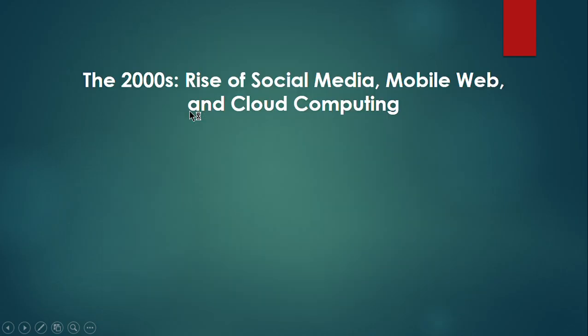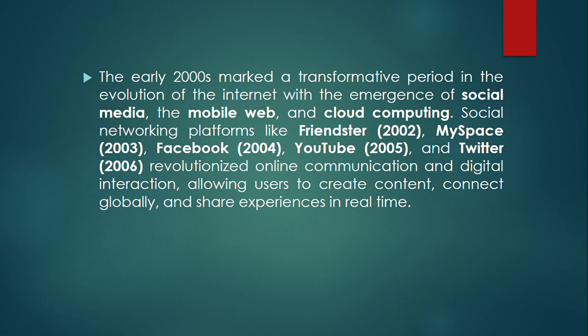So next is the 2000s, the rise of social media, the mobile web, and cloud computing. The early 2000s marked a transformative period in the evolution of the Internet, with the emergence of social media, the mobile web, and cloud computing. Social networking platforms like Friendster in 2002, MySpace in 2003, Facebook in 2004, YouTube in 2005, and Twitter in 2006 revolutionized online communication and digital interaction, allowing users to create content, connect globally, and share experiences in real time.